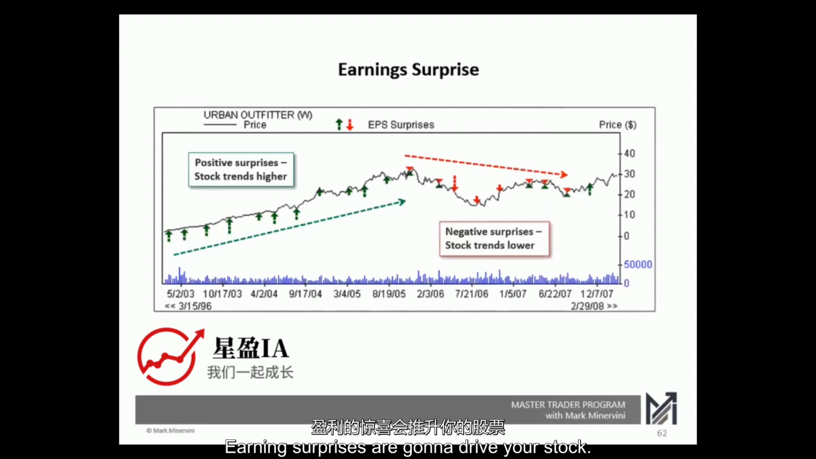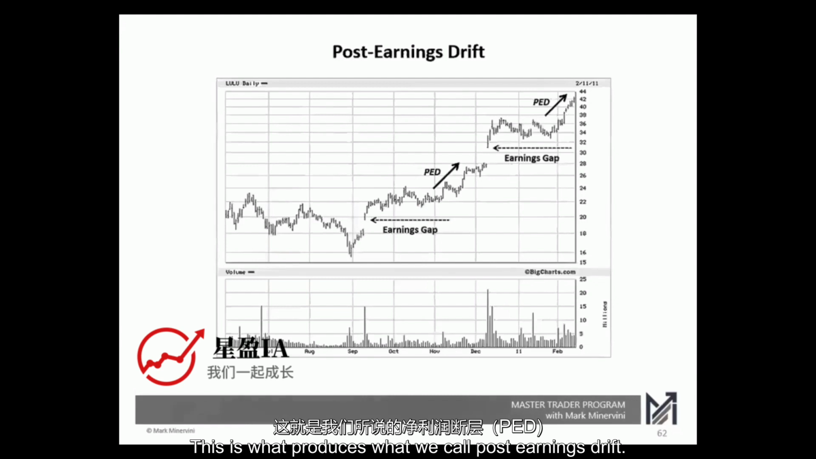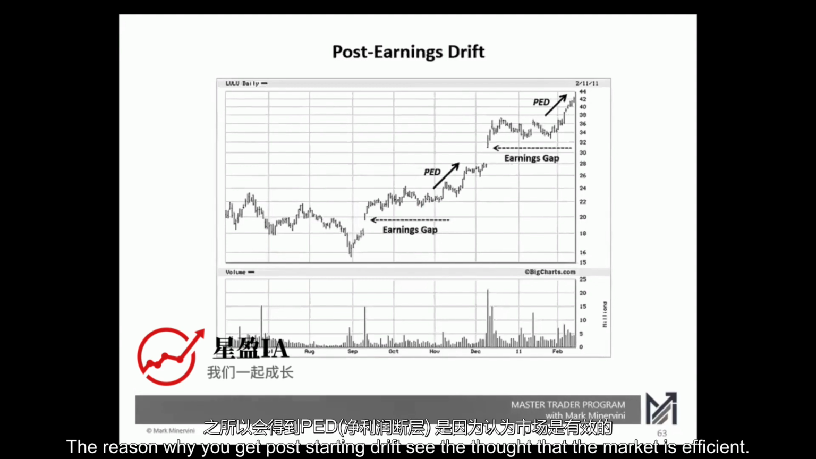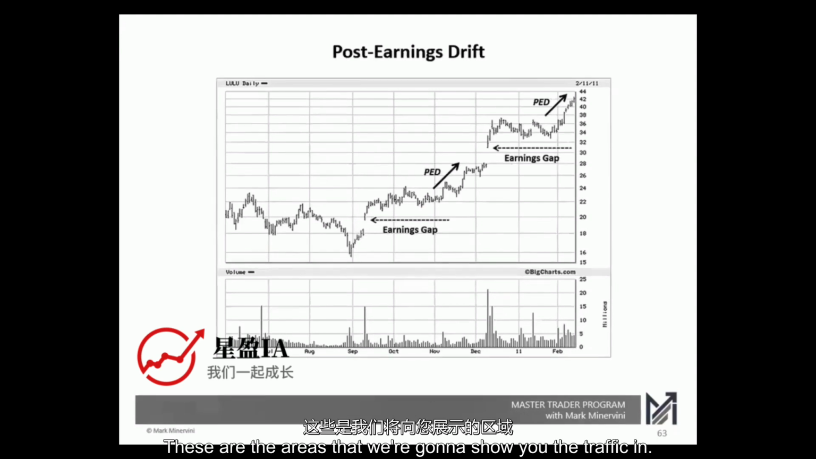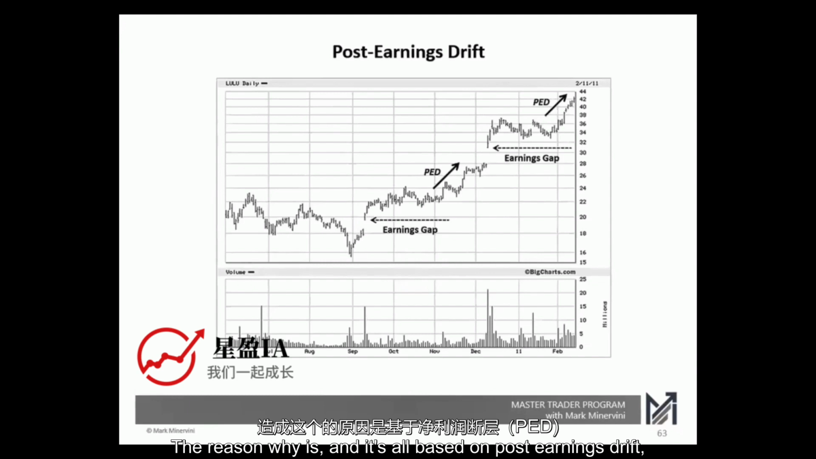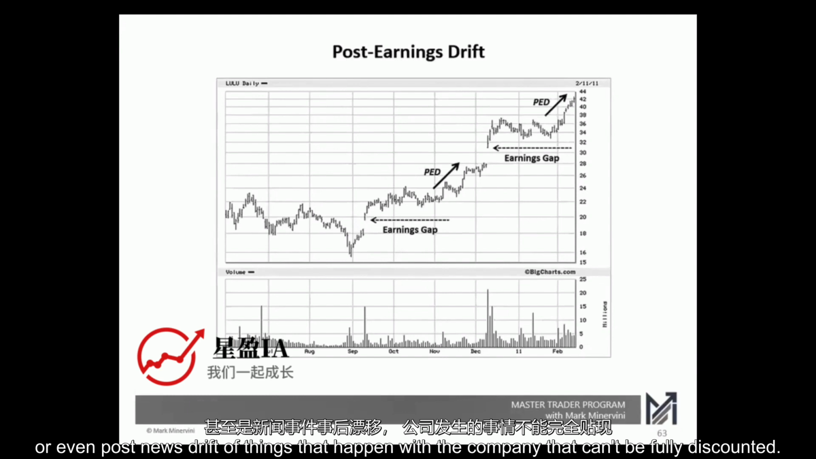So let's real quick here, just look, and I'm just giving you perspective right now. Earning surprises are going to drive your stock. And this is what produces what we call post earnings drift. And the reason why you get post earnings drift, see, the thought is that the market is efficient. Yes, it is efficient a lot of the time. And in some areas, it's very efficient. But there's other areas, and these are the areas that we're going to show you the traffic in, where it's not efficient at all, and it's very inefficient. And the reason why, and it's all based on post earnings drift or post news drift, is things that happen with the company that can't be fully discounted.